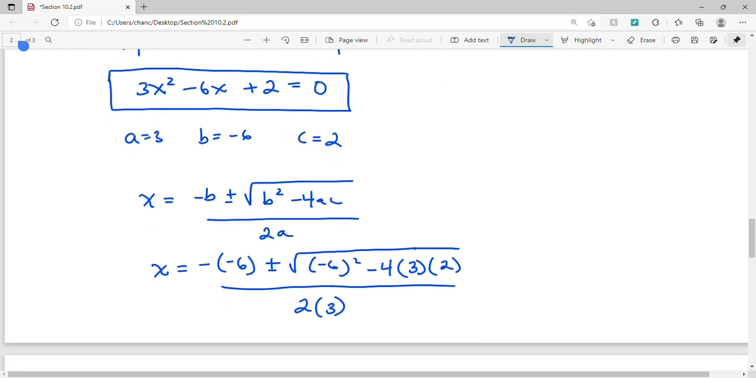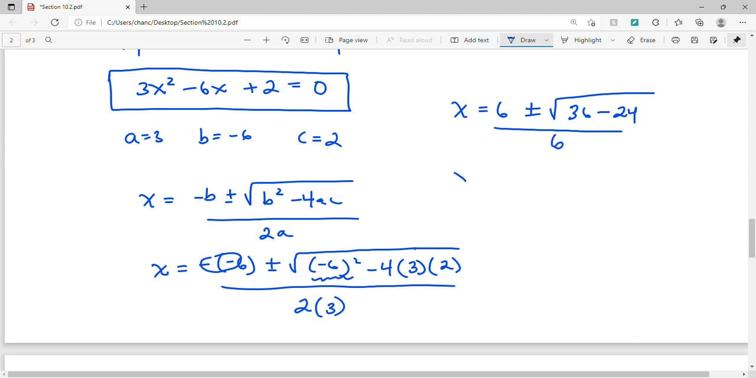And so we can simplify in the radical now. We have a double negative, which makes it a +6. +6 plus or minus the square root of -6 squared, that's a +36. 4 times 3 times 2, that's -24. And we'll divide that by 2 times 3, which is 6. Let's simplify the radicand. 36 minus 24, that's going to give us a +12.